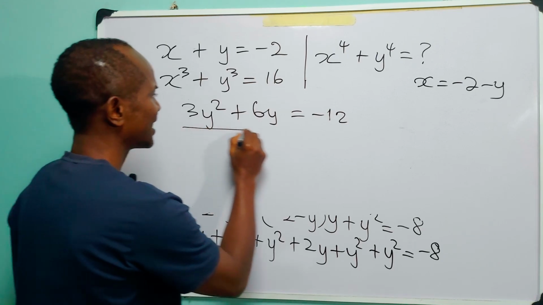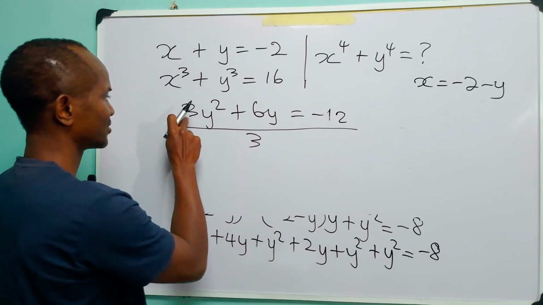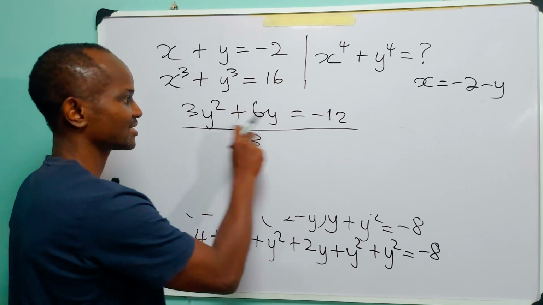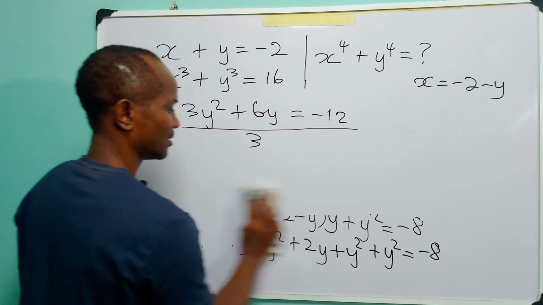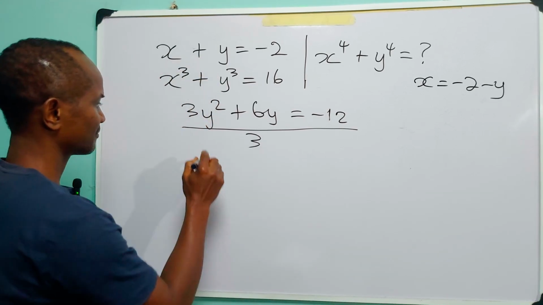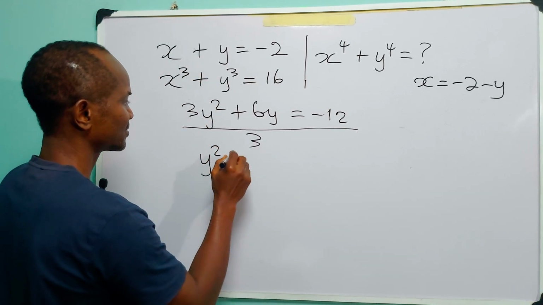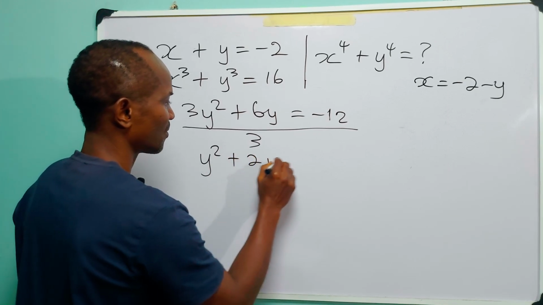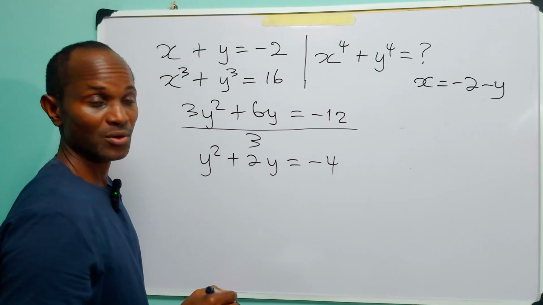But now we can divide everything by 3, because you see that we have 3 here, we have 6 here, and we have minus 12. So that gives us y squared plus 2y is equal to minus 4.